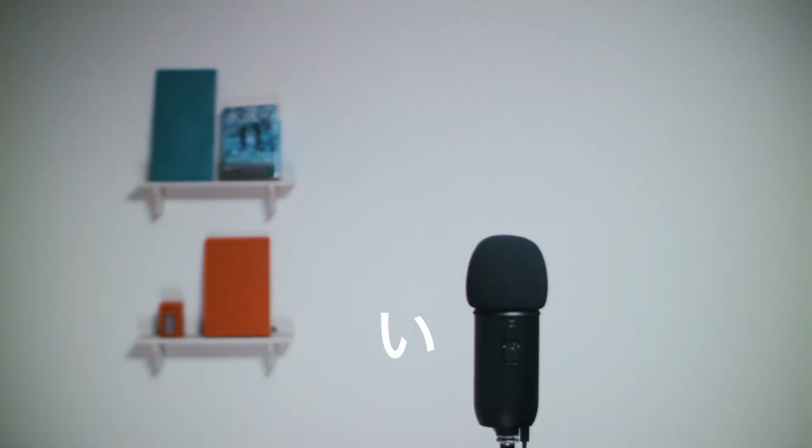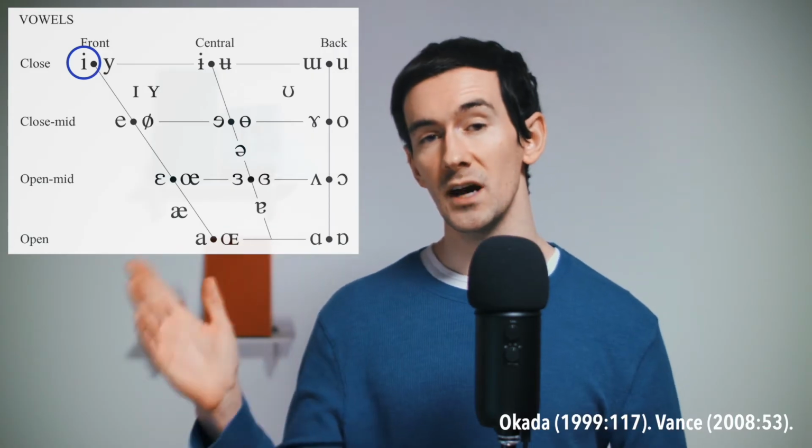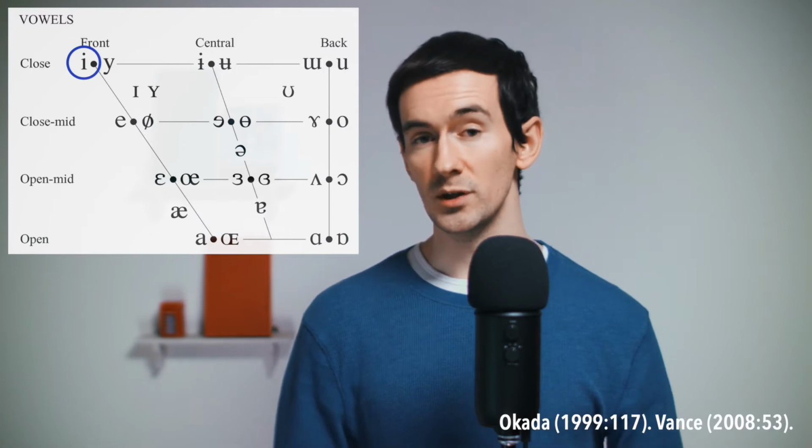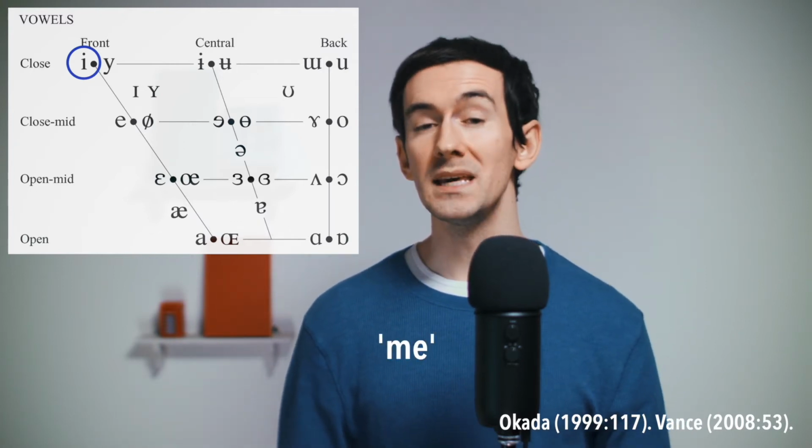We'll start with i. Try saying it a few times. i. Okada describes this as a high front vowel. Vance gives a similar description, noting that it has essentially the same quality as the vowel in me. Thus, if you're a native English speaker, you shouldn't have too much trouble with this one. It's pronounced i.